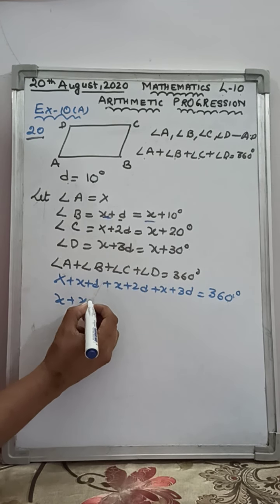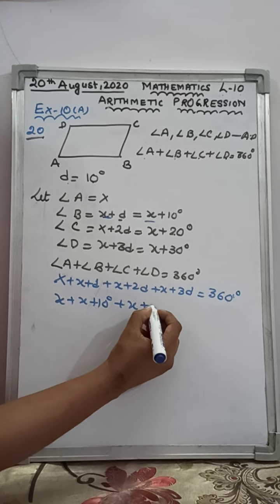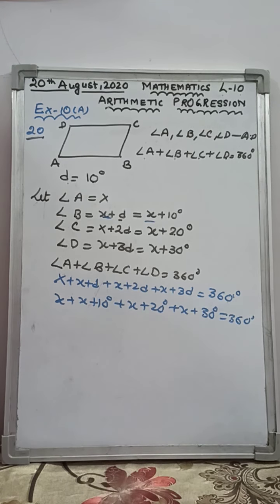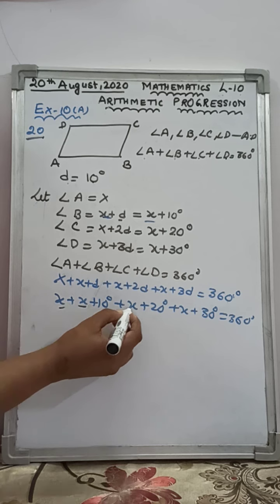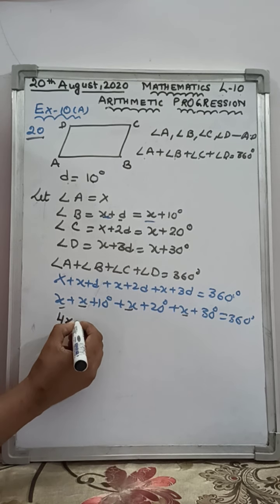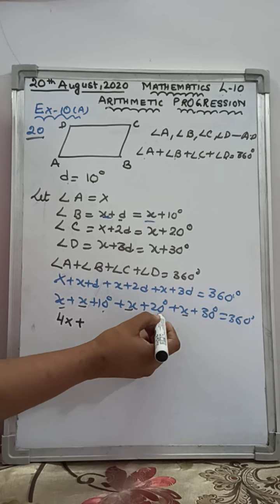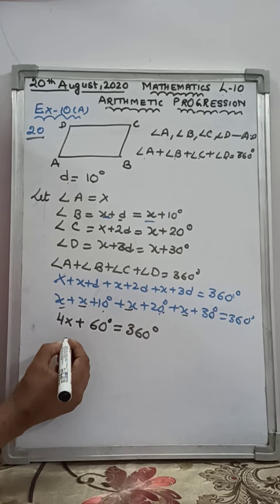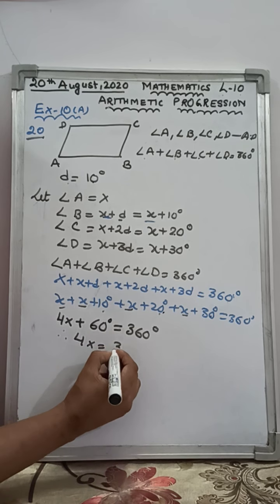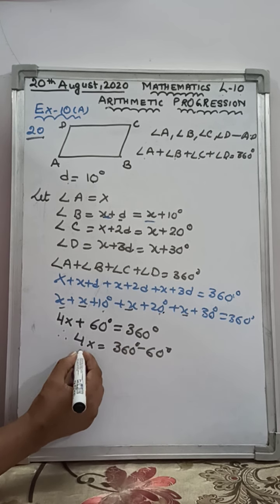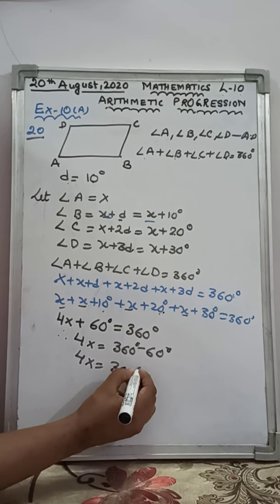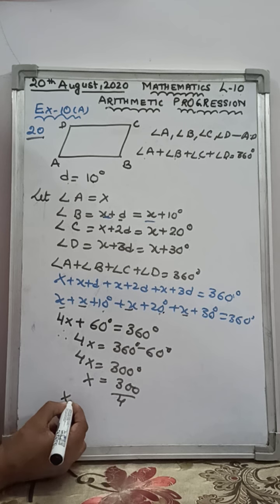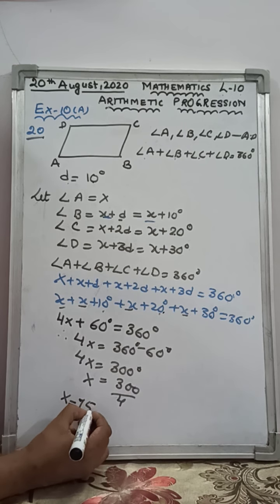So it will be x plus 10 degree plus x plus 20 degree plus x plus 30 degree is equal to 360. Now 1, 2, 3, 4x. So 4x plus 10 plus 20, 30. 30 plus 30 is 60 equals to 360 degree. So therefore 4x is equal to 360 degree minus 60. So 4x will be equal to 300. x will be equal to 300 over 4. That means x will come out to be 75 degree.